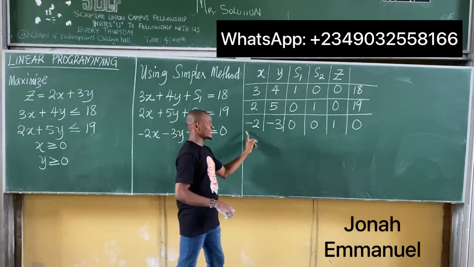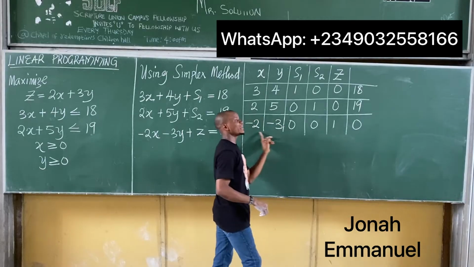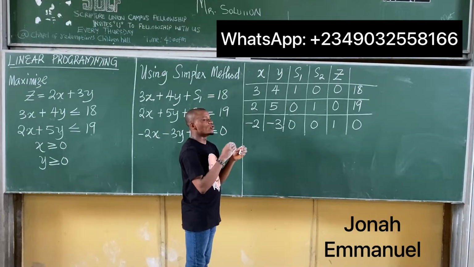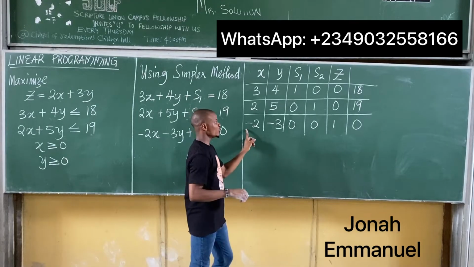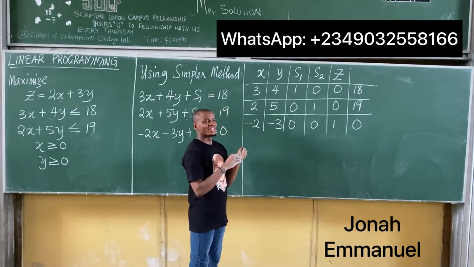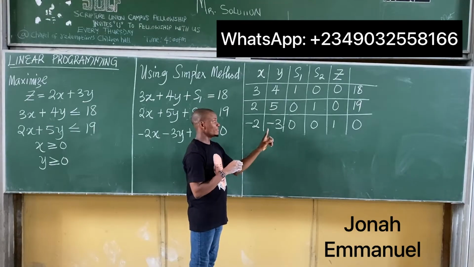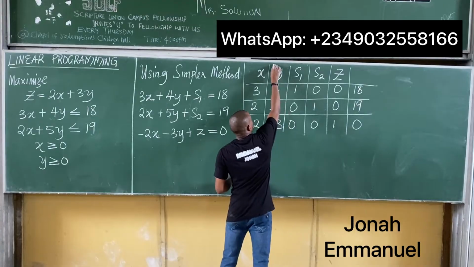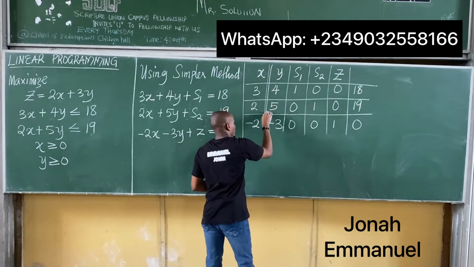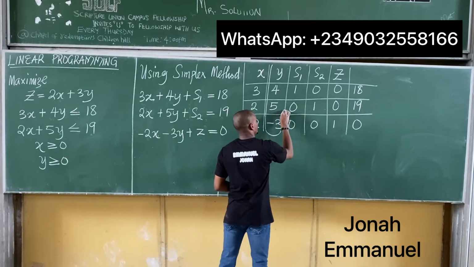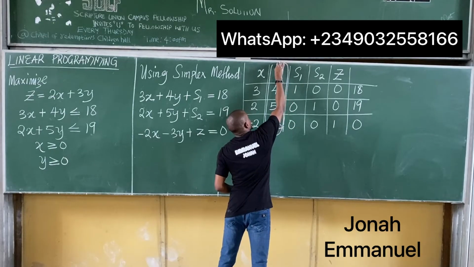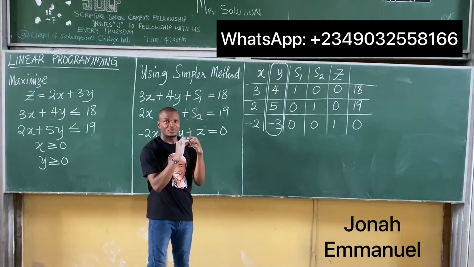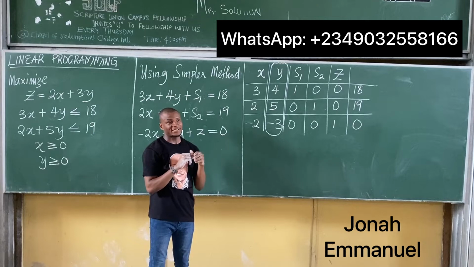My last row is this one here. From my last row, look out for the most negative element. Between all of these, which of them is the most negative element here? Minus 3. So start with this one here. Minus 3 gives you your pivot column. The most negative, minus 3, gives you your pivot column. That's your first task to get the pivot element.